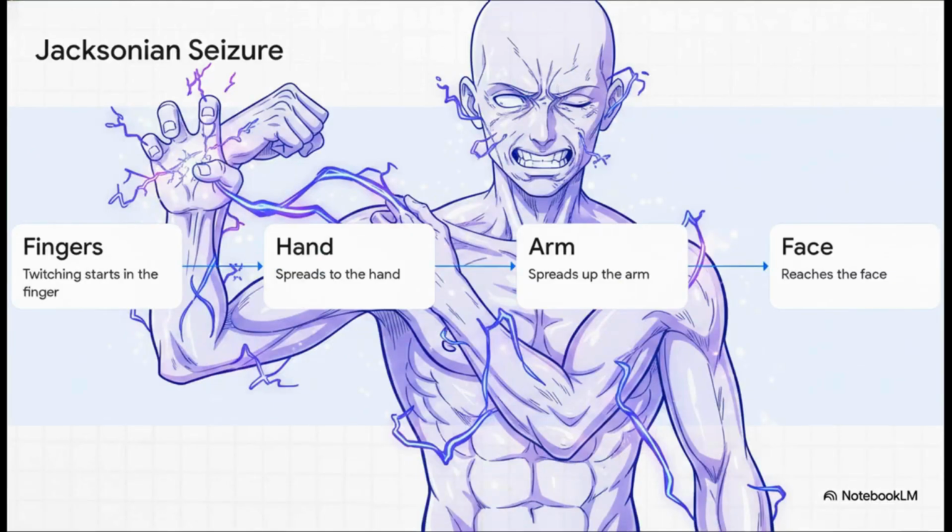And we can actually watch this map in real-time action during something called a Jacksonian seizure. A focal seizure might start with just a simple tiny twitch in the finger, but then it physically marches up the body. The twitching spreads to the hand, then up to the arm, and then right into the face. Why does it do that? Because the abnormal electricity in the brain is literally sweeping across adjacent regions of the homunculus map. As the electricity moves just an inch across the cortex, the physical spasm moves right up the corresponding body parts. It is wild to witness.